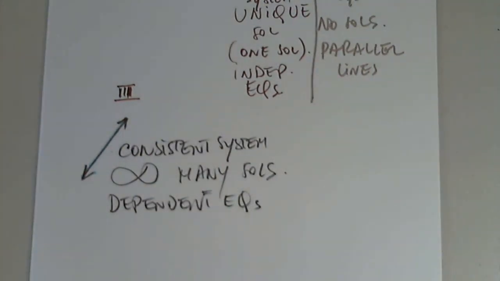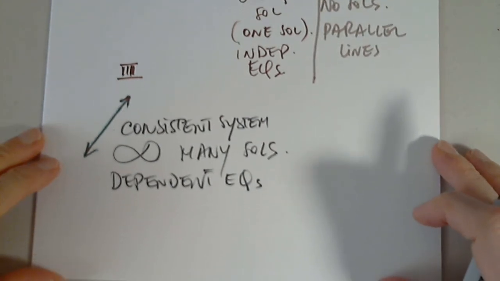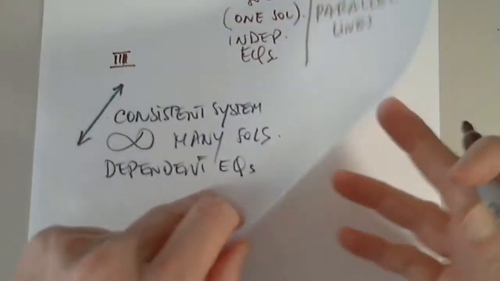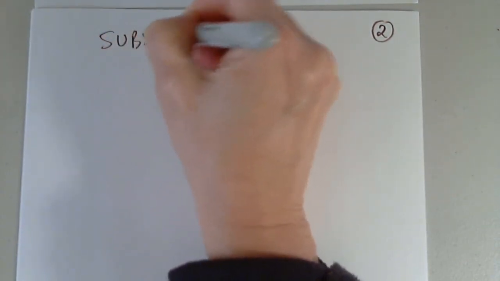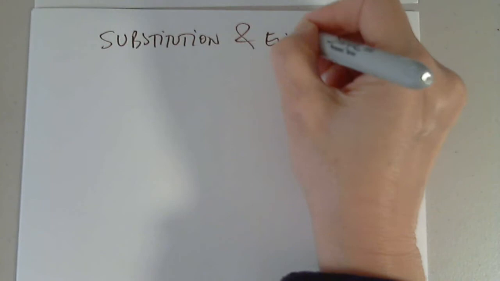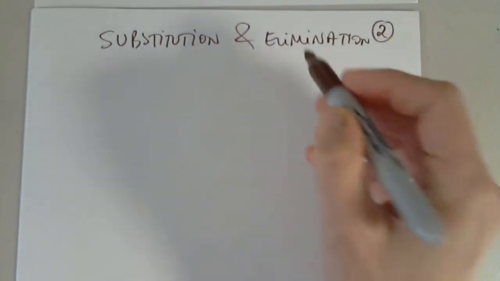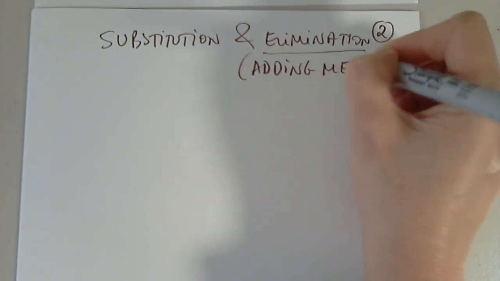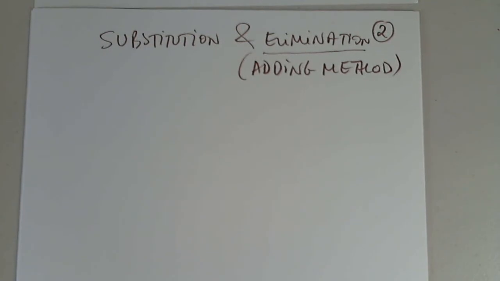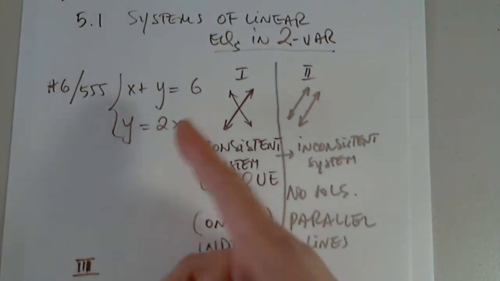We're going to look at two methods. There are many methods of solving systems, like graphing, matrices, Cramer's rule, etc. We are going to look at two methods, substitution and elimination. Some call elimination the adding method. Whatever you prefer, it doesn't matter, it's the same thing. In this particular problem, we are asked to use substitution.